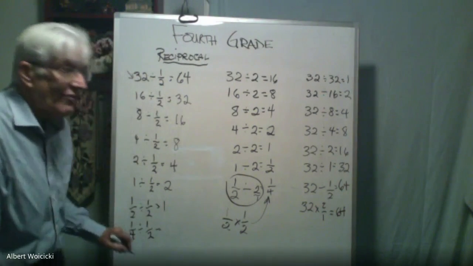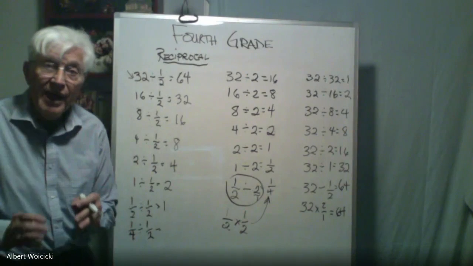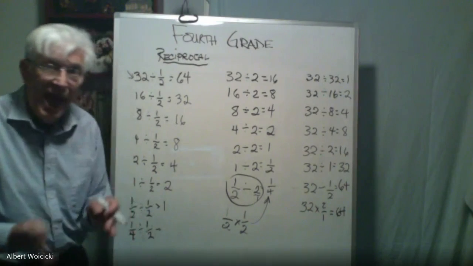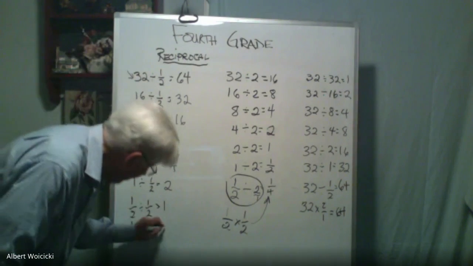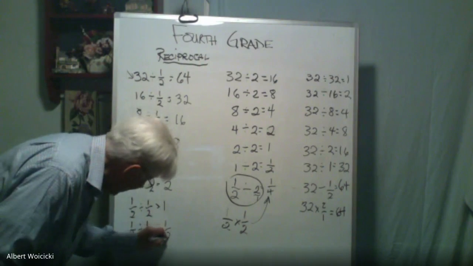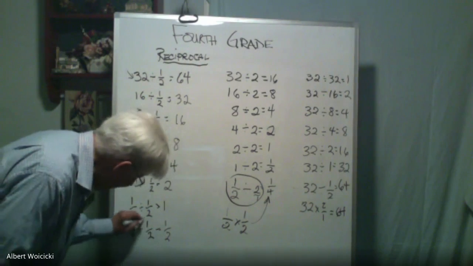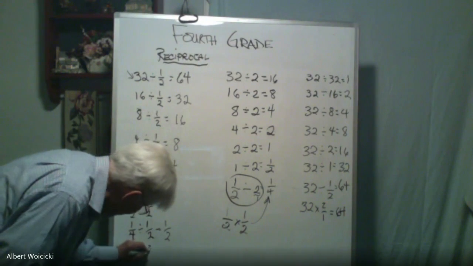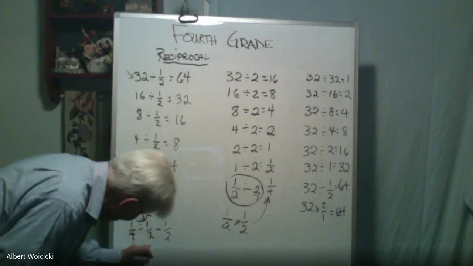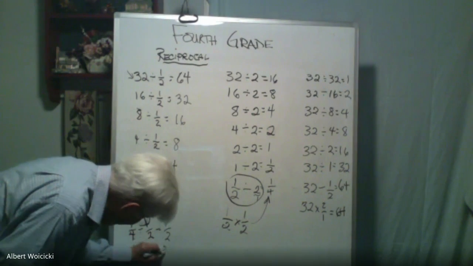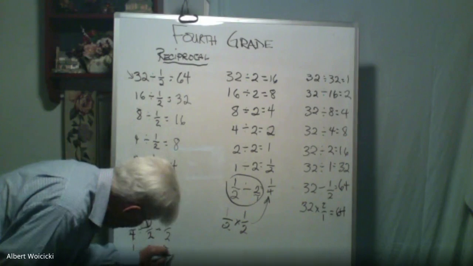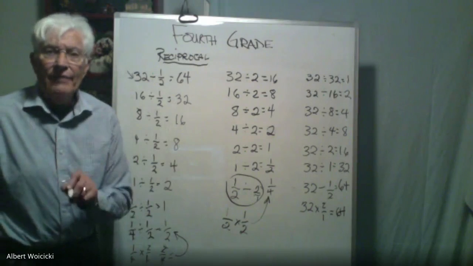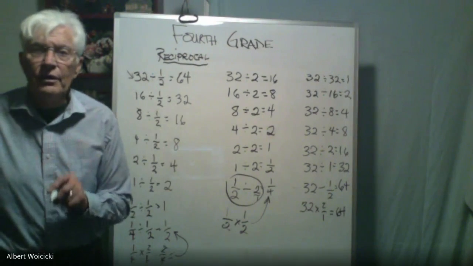And now we have a fourth divided by a half. Well, that's got to be a half. Because when I flip this over, I have 1/4 times 2 over 1. And when I multiply straight across, I get 2 over 4. And that reduces to 1/2. 2/4 equals 1/2.